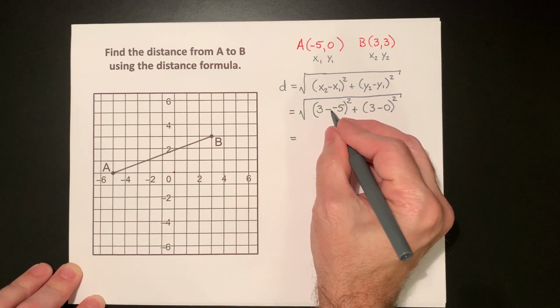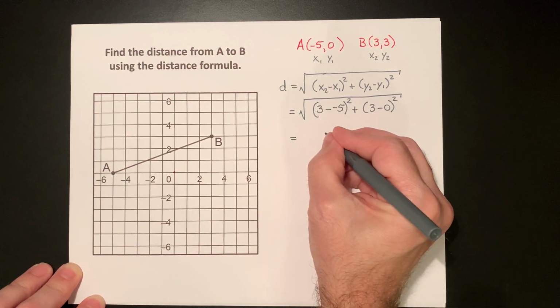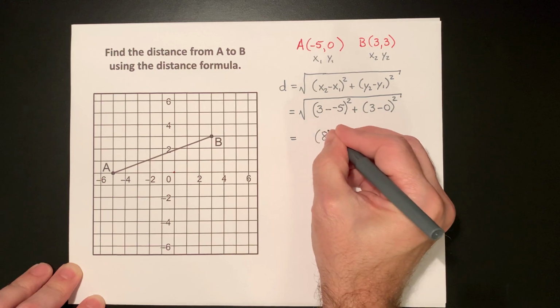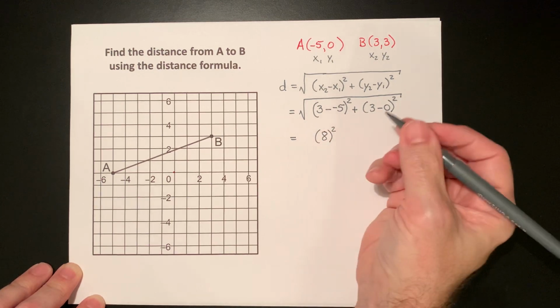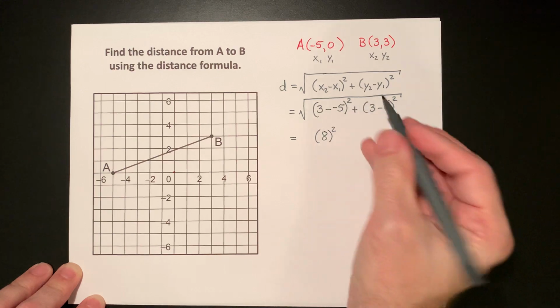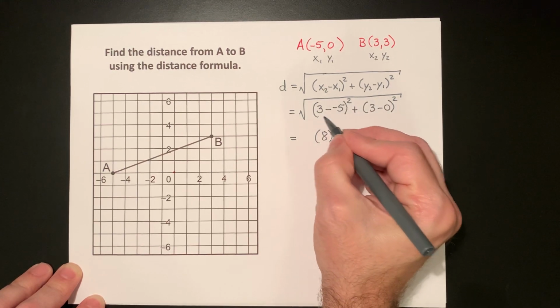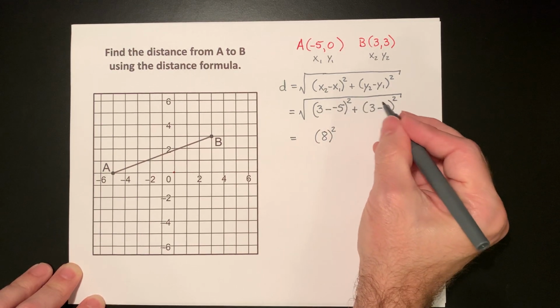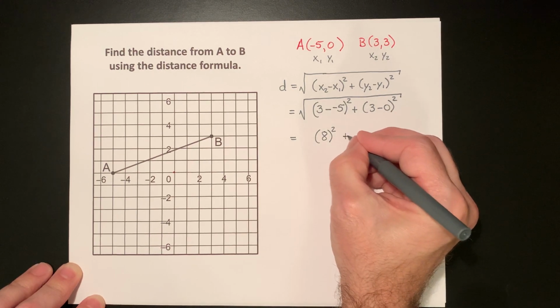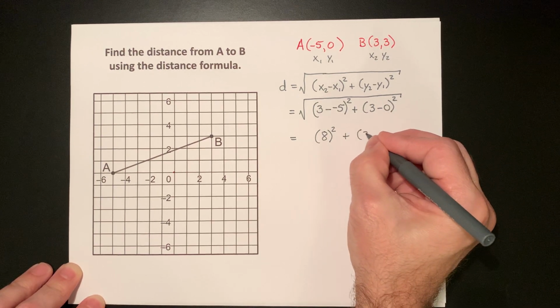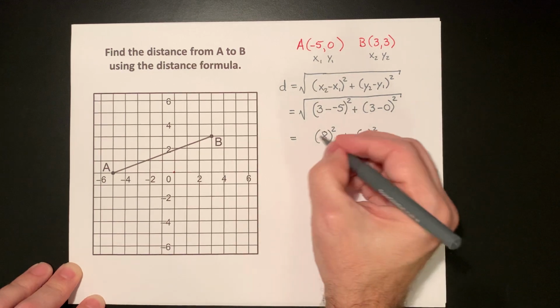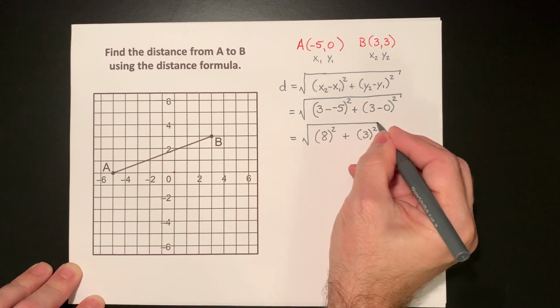Well, 3 minus -5 is going to be a +8, and you'll notice what I've done there. I started with the order of operations. I did what was in the parentheses first. I'll do what's in this parentheses as well. 3 minus 0 is 3. So I did my parentheses or my grouping symbol first.